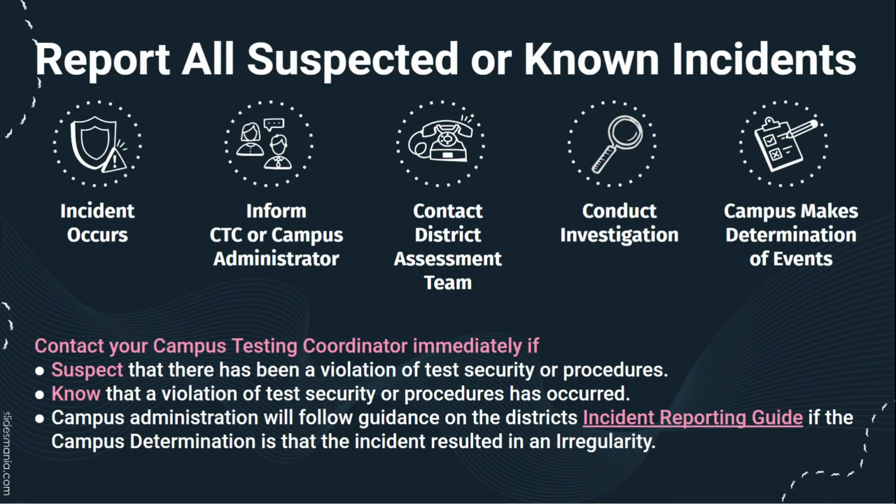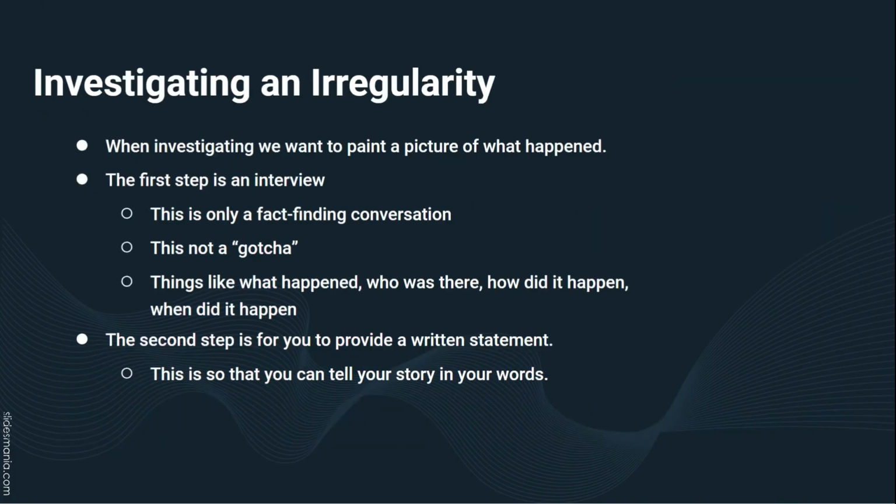Please report all incidences that are or could be an irregularity to the testing coordinator immediately. The campus administration and testing coordinator will investigate to determine if an irregularity has occurred. When investigating, we want to paint a picture of what happened. The first step is an interview; this is only a fact-finding conversation. It's not a gotcha moment. The second step is for you to provide a written statement. This is so you can tell your story in your own words.